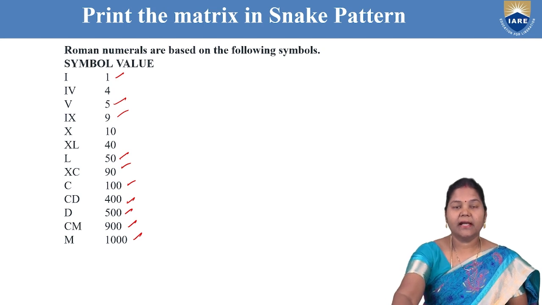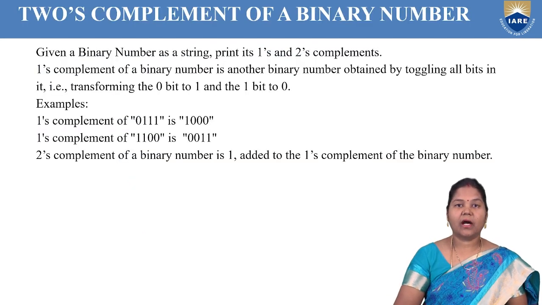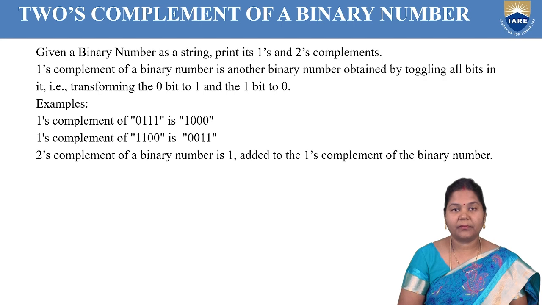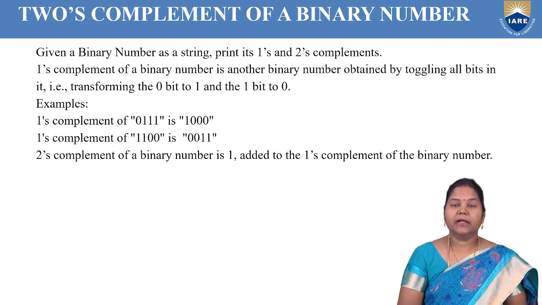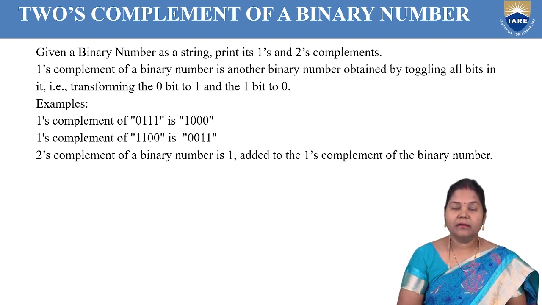Next, another problem that we will discuss is how to find the twos complement of a binary number. Whenever a binary number is represented, it is represented as a string. So in an array, we have to store the binary number in the form of a string. Before computing the twos complement, first we compute the ones complement of the number, and then we add 1 to that ones complement to get the twos complement.